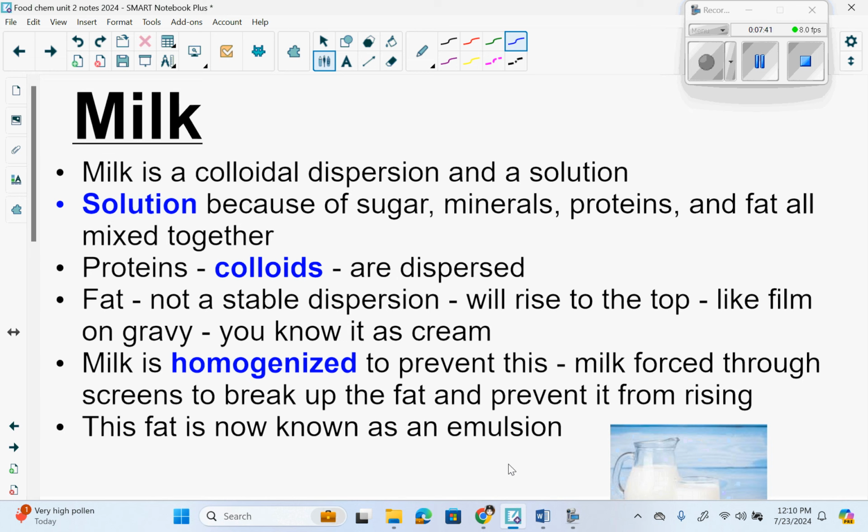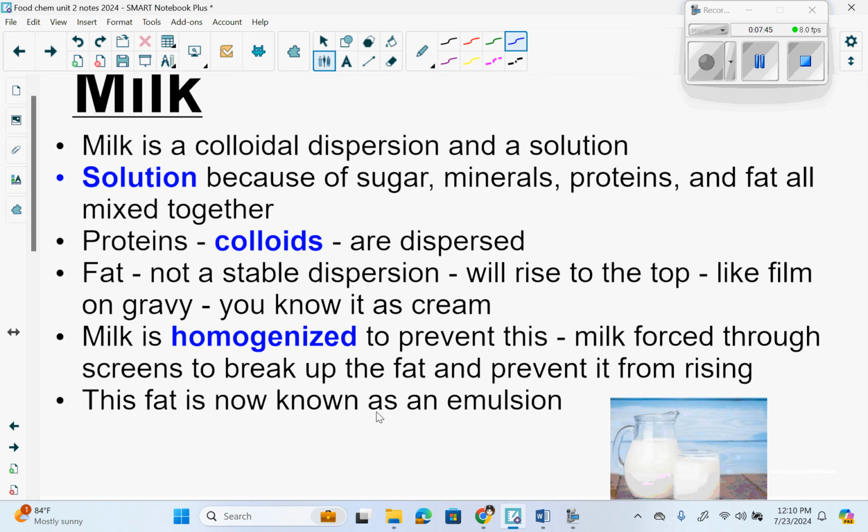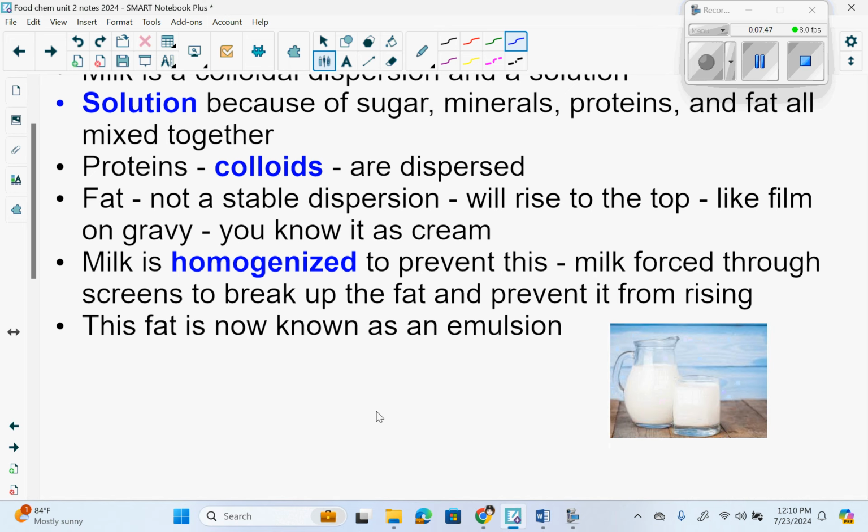Fat is not a stable dispersion. It will rise to the top like film on gravy. You might know it as cream. So that's why our milk in the US is homogenized to prevent this. What that means is milk is forced through screens to break up the fat and prevent it from rising. This fat is now known as an emulsion.